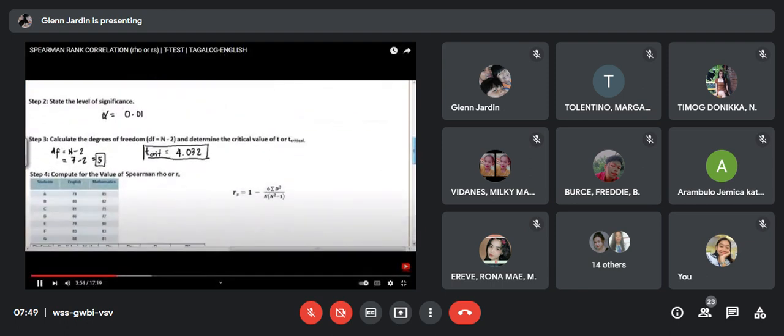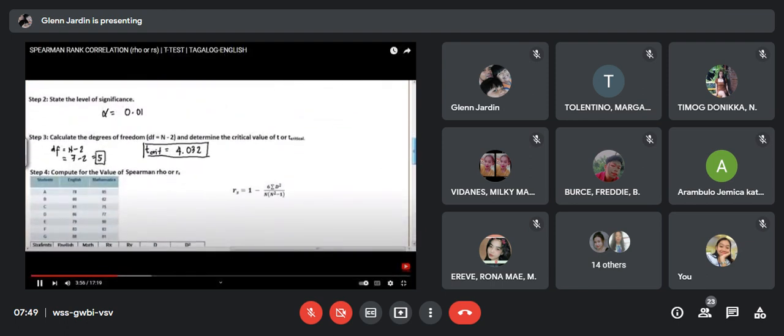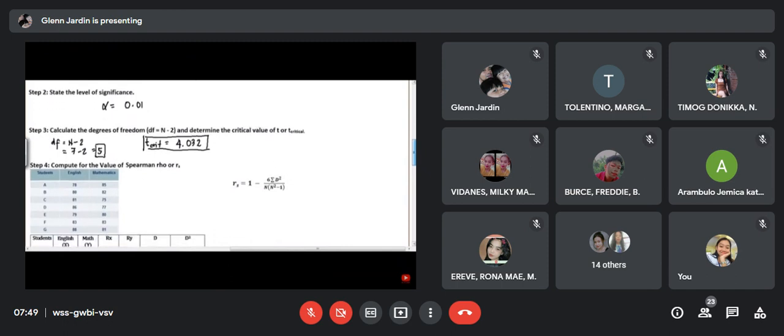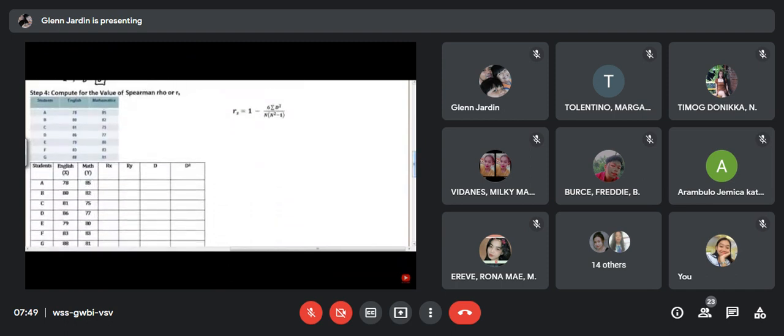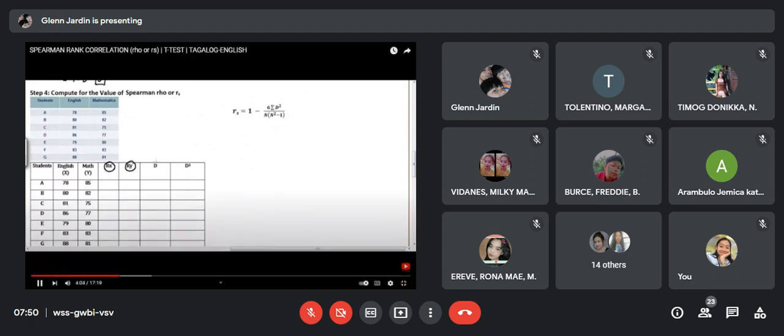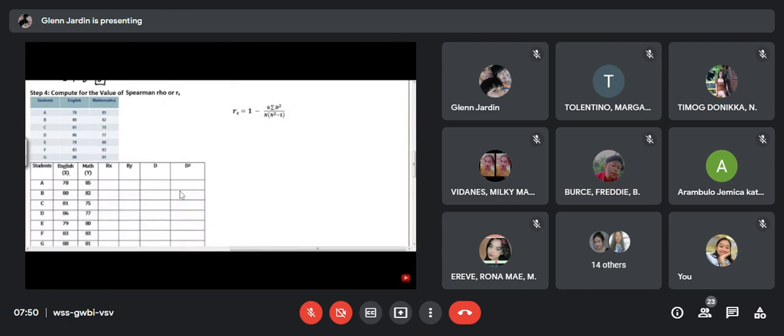Next is step 4, compute for the value of Spearman rho or R sub S. This is our table. You will add Rx, Ry, D, and D squared. X is English and Y is Math. When we say Rx and Ry, that is ranking, guys. Meaning, rank of X and rank of Y.